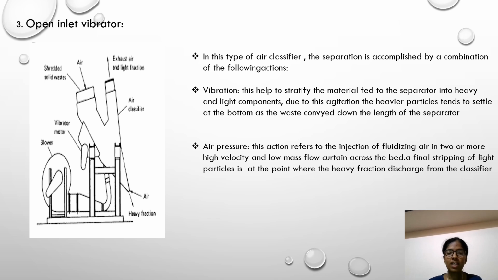Another important type of air classifier is the open inlet vibrator. In this type of air classifier, the separation is by the combination of the following actions: vibration and air pressure. Vibration helps to stratify the material fed into the separator into heavy and light components. Due to this agitation, the heavier particles tend to settle at the bottom as the waste moves down the length of the separator. Air pressure.